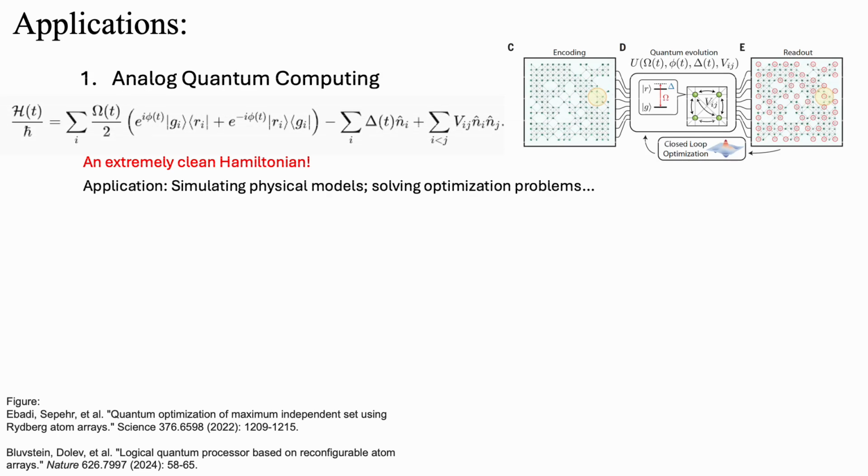Now we are going to introduce the applications of the neutral atom platform. The first application is analog quantum computing. This is where we engineer a quantum system using the natural physics of neutral atoms to directly simulate other complex quantum systems. So here is the Hamiltonian of the Rydberg arrays.